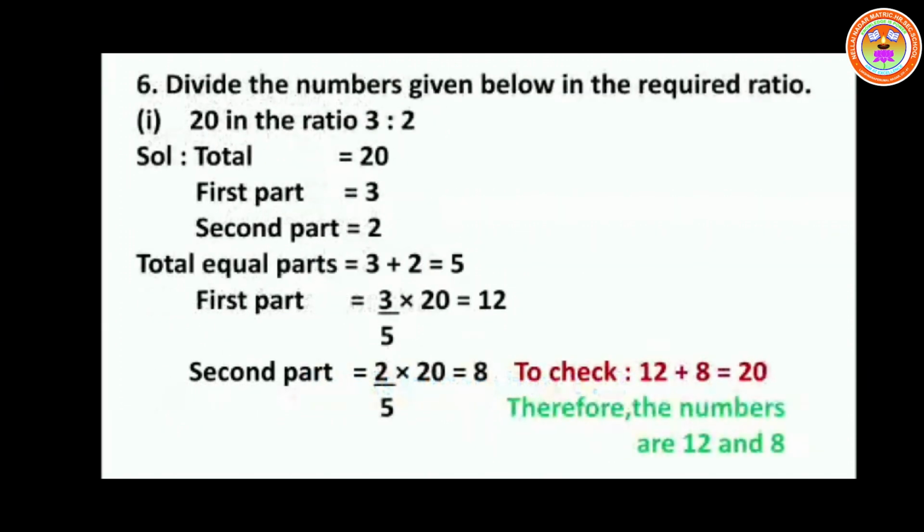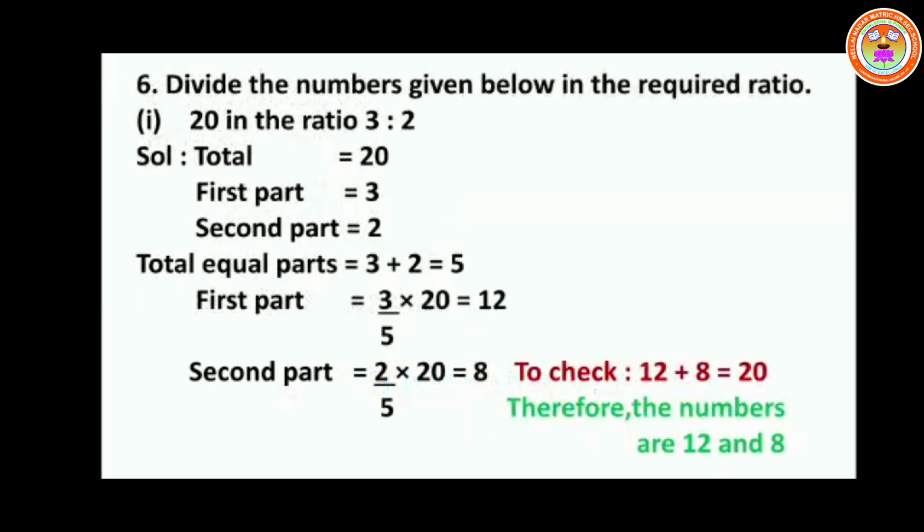Okay, children. Now let us move on to problem number 6. Divide the number given below in the required ratio. Subdivision 1. 20 in the ratio 3:2. Okay, that is your question. 20 in the ratio 3 is to 2. So solution: what is the total value given? 20. What is the first part? 3. In the ratio, the first part is 3 and the second part is 2. Now you have to add both the parts. So total equal parts is 3 plus 2 equals 5.